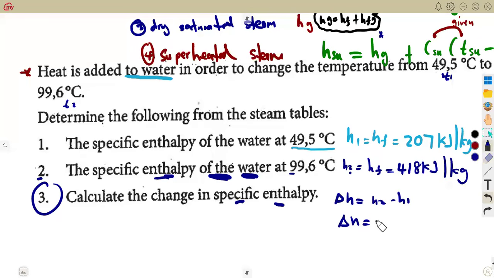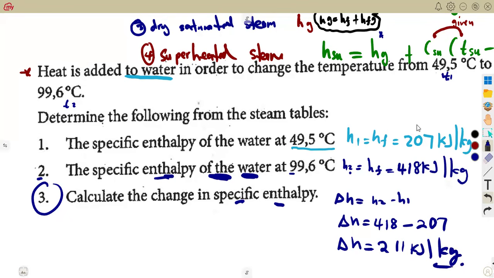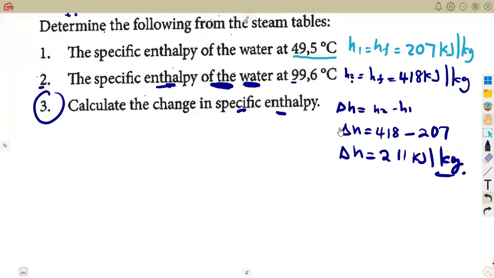So H2, we calculated this. We determined from our steam table, it was there. Minus 207, we also determined this. So that was the change in enthalpy, which was going to give us 211 kilojoules per kilogram. So you have the change in specific enthalpy.